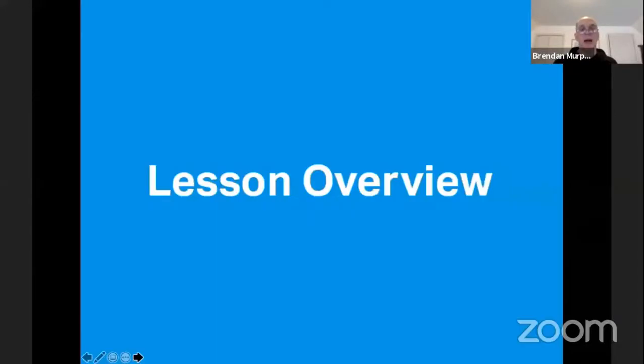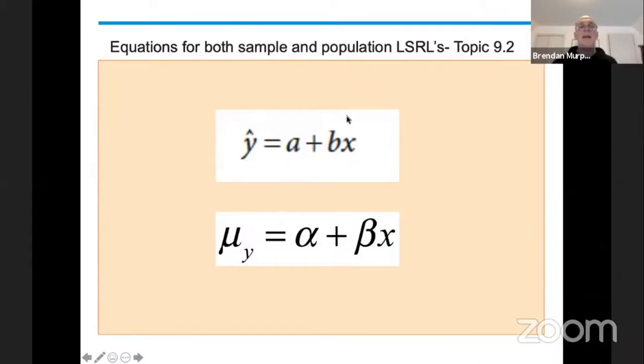Okay, so back to the PowerPoint, and so let's take a look at perhaps what's going to be new with this lesson. So again, y hat equals a plus bx. That formula is on the formula sheet that you'll have for this year's exam.